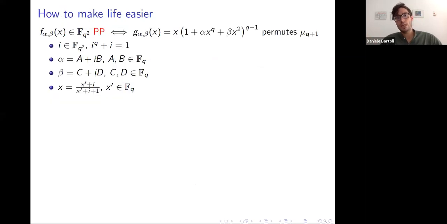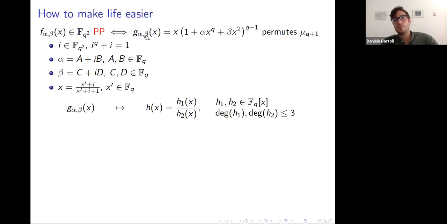But now you can just use this correspondence between an element of F_{q^2} and pairs of elements of F_q, using this i, which is a certain fixed element of F_{q^2}. But more interestingly, you can parameterize each element of mu_{q+1}, different from 1, using an element x' in F_q. And now, if you plug in all these guys inside G_{alpha,beta}, quite surprisingly, you end up with a rational function, numerator and denominator, but with the feature that both have very small degree. And this rational function is now defined over F_q. And G_{alpha,beta} permutes mu_{q+1} if and only if this rational function permutes F_q.